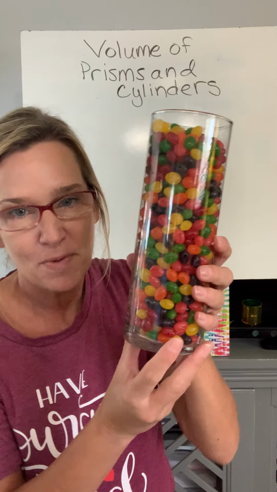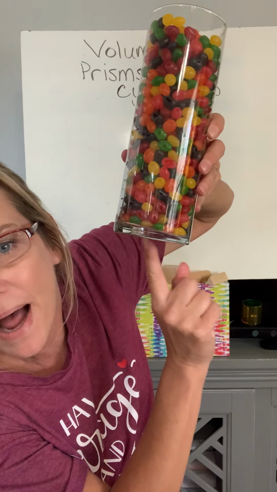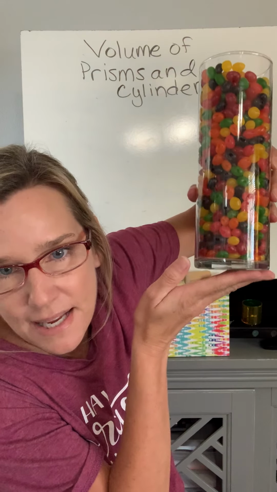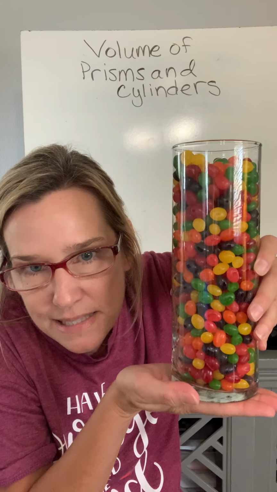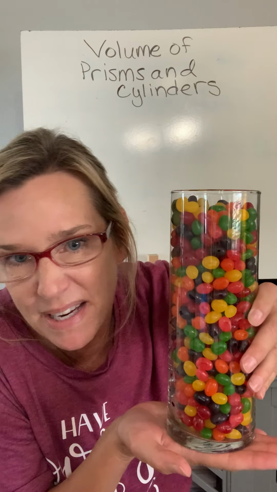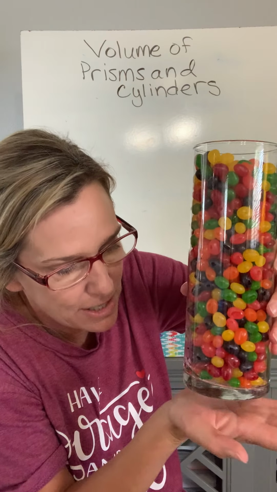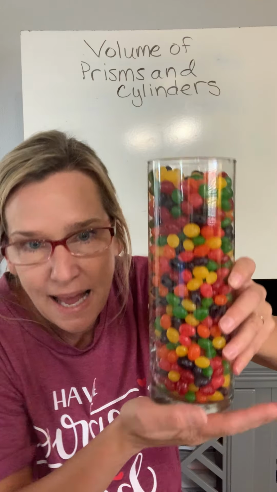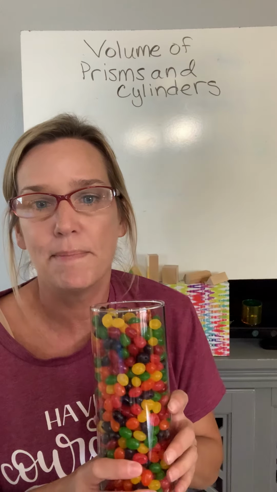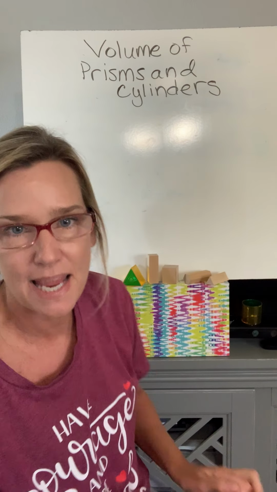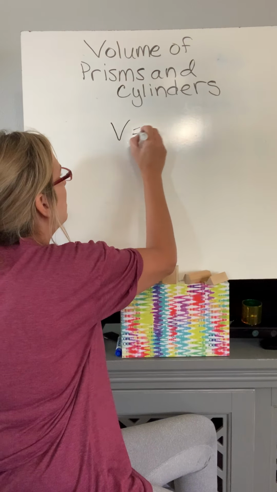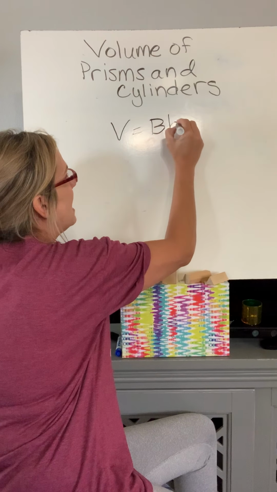In this example, when I count how many jelly beans are on the bottom, that bottom layer of jelly beans, I'm finding the area of the base in square jelly beans instead of in square inches or something like that. So I'm finding the area of the base by counting how many jelly beans make up the base. And then I'm multiplying by the number of layers, which is the height. The volume of anything that has a matching top and bottom can be found using the formula: Volume equals capital B times H.